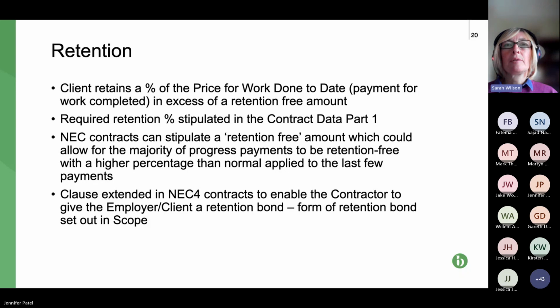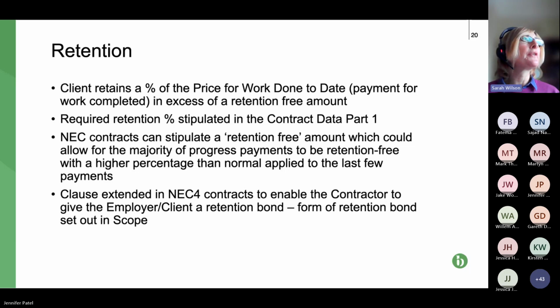Yeah, so that's all been dealt with, except for the final bullet point, which deals with the possibility of a retention bond, which has been introduced in NEC 4. And they started to get quite popular probably pre-COVID. My perception is that they seem to be going out of fashion again. But basically, we'll look at what a bond is later on. But it's basically insurance backed or bank backed, and you pay for it rather than having the retention deducted.